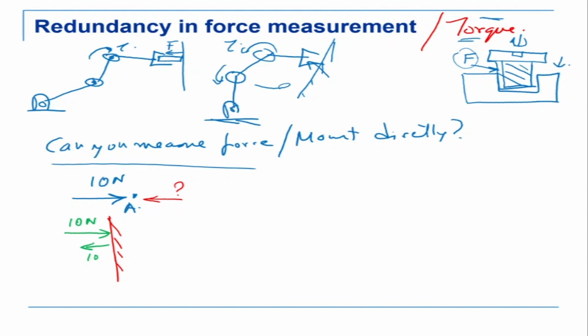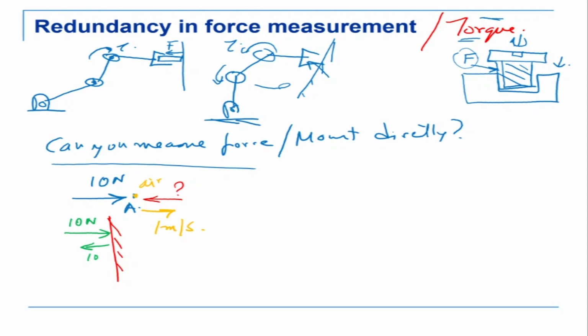Okay, but think about it in the other way. Suppose I say at this point A in air, move with a velocity of 1 meter per second. Now can you move? Yes, you can move. So you cannot apply force, but you can move freely.